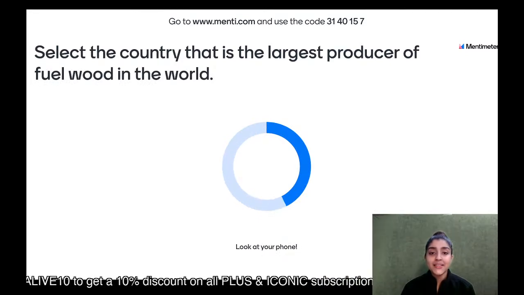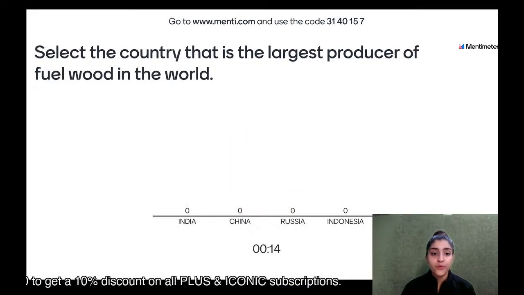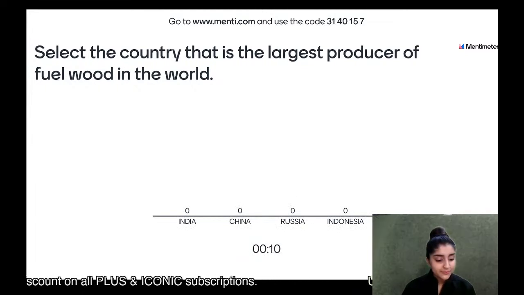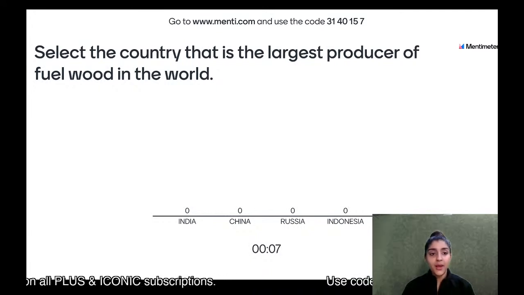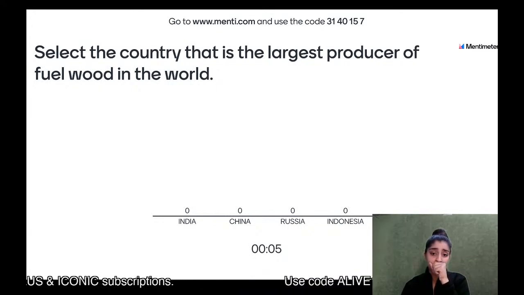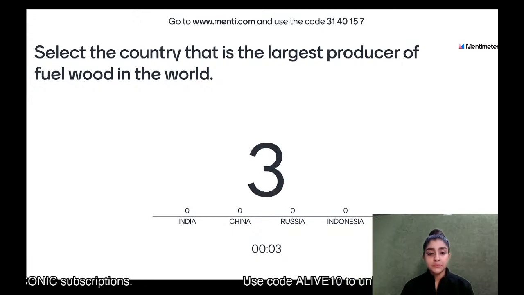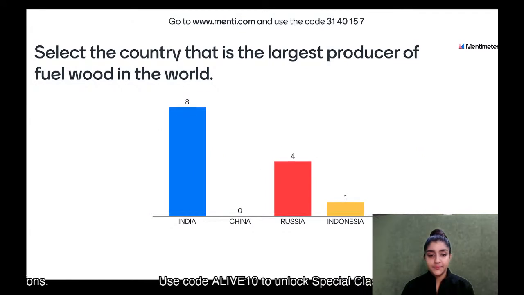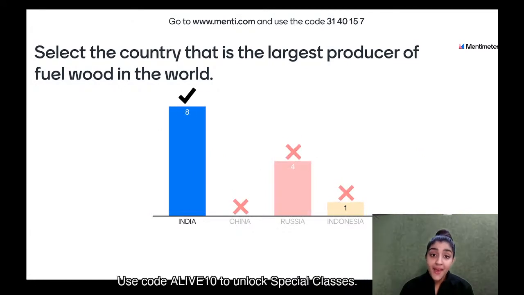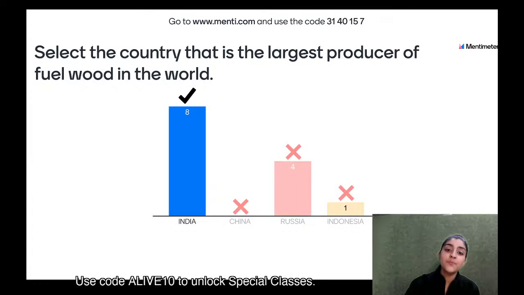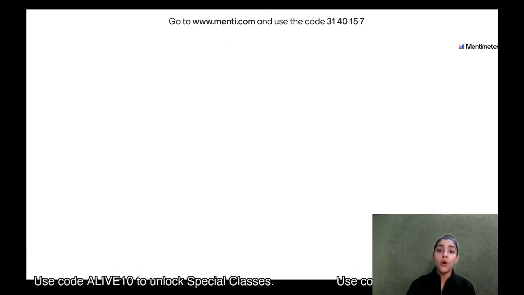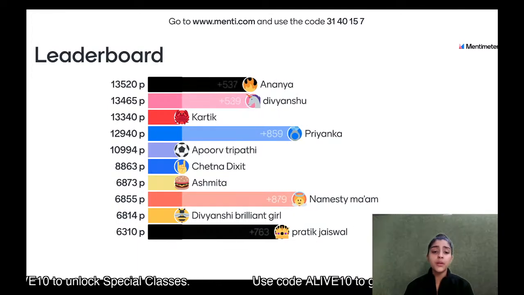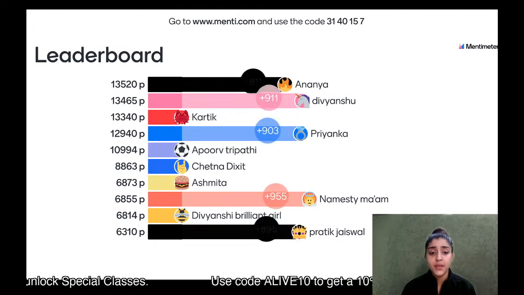Select the country that is the largest producer of fuel wood in the world. All right. Yes, so India is the country and it produces the largest amount of wood, which is used as fuel, for burning and different purposes, right?